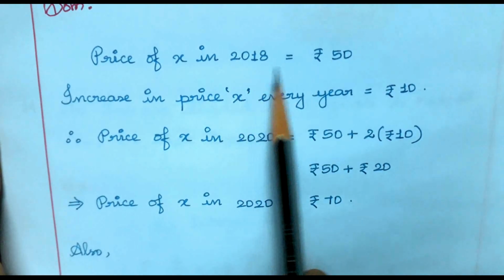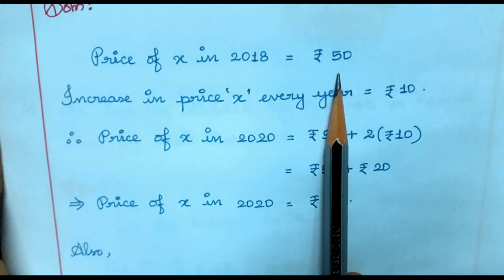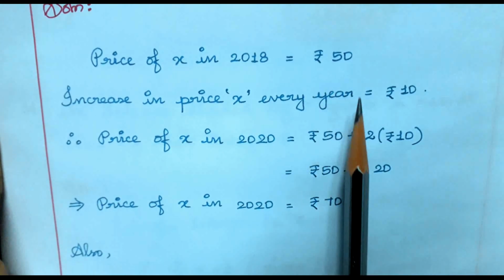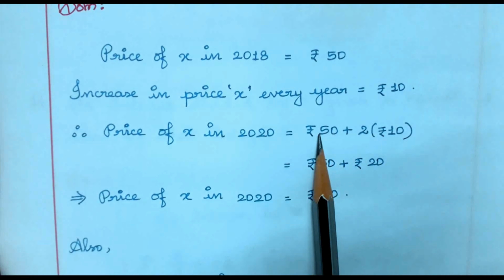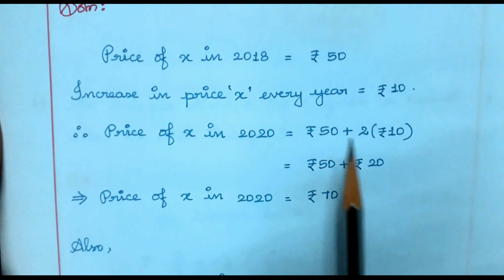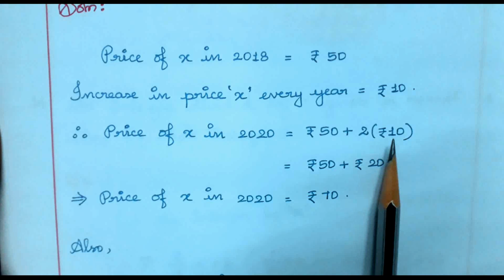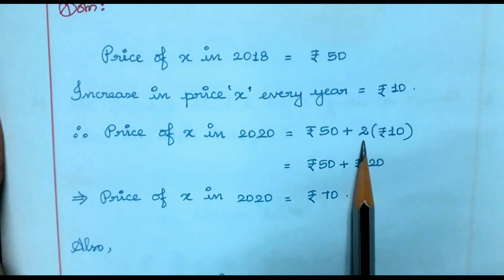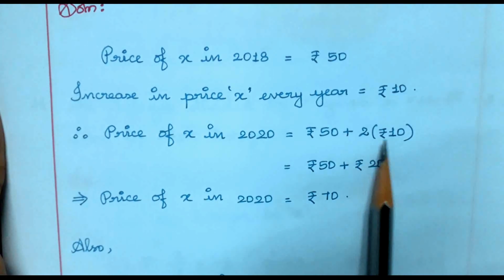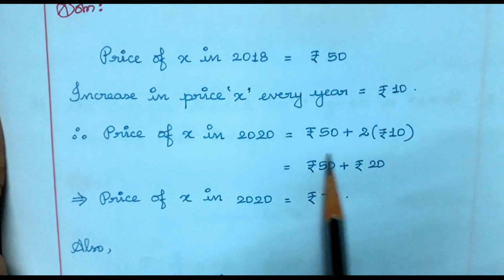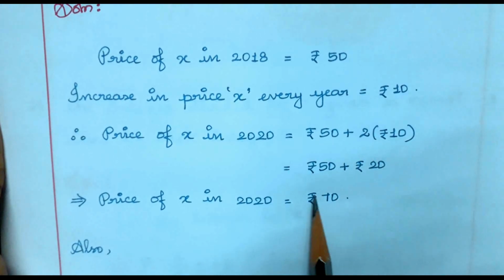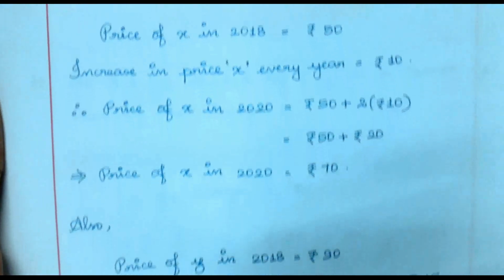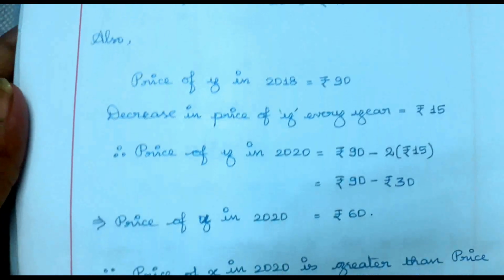At the start of 2018 it is 50. Okay, we are going to find the 2 years' change. So already we have the total value 50 plus 2 years increased as 10. So 2 times of 10 is nothing but 2 into 10. That is why I have written in the mathematical statement 50 plus 2 into 10. Now we got the answer as 70, that is rupees 70.